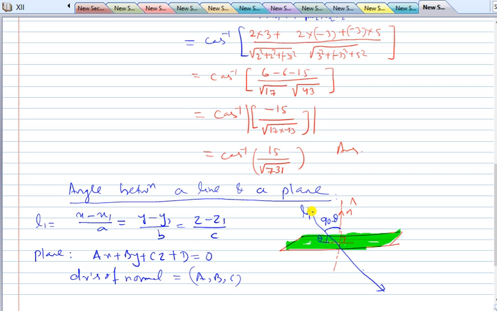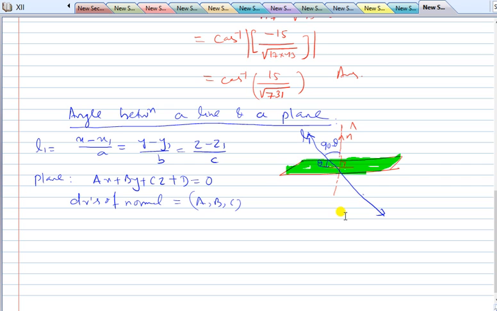Now I have two lines, L1 and N. So the angle between your L1 and N is given by cos inverse, and this value is 90 minus theta. So if I want to find first cos theta, that is the cos of the angle between them, which is 90 minus theta, because the angle between L1 and N is 90 minus theta.